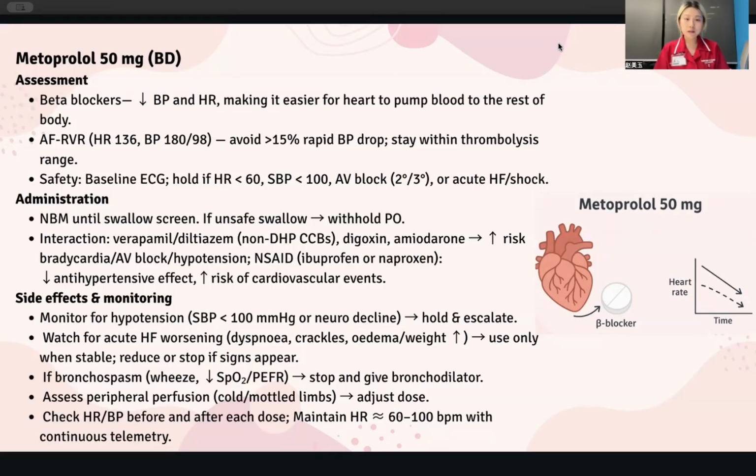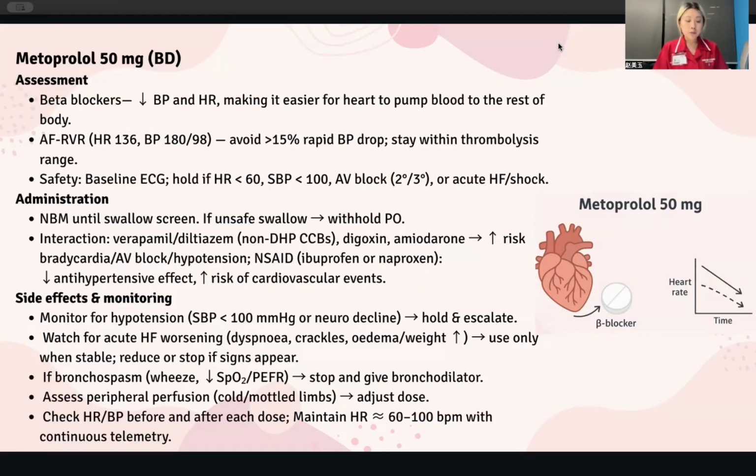The goal is to slow down the heart rate while avoiding a rapid blood pressure drop of more than 15%, to stay within the safe thrombolysis parameters. Before giving metoprolol, we must check a baseline ECG and withhold the dose if the heart rate is lower than 60, or the systolic blood pressure is lower than 100, or AV block or acute heart failure is present. The patient remains nil by mouth until the swallow screen confirms safety.